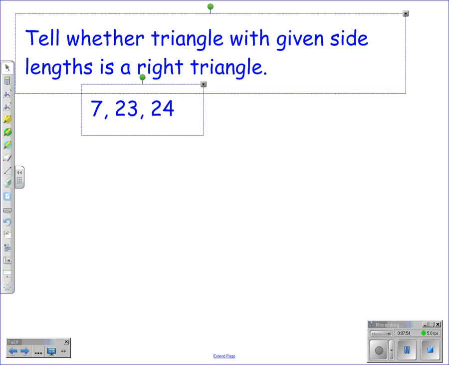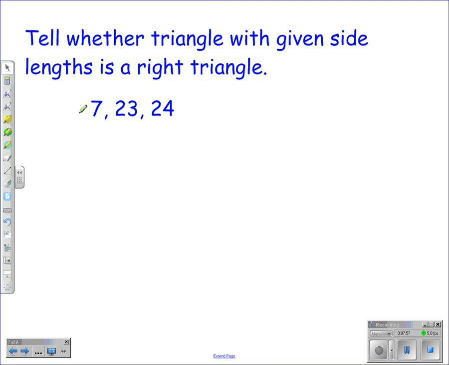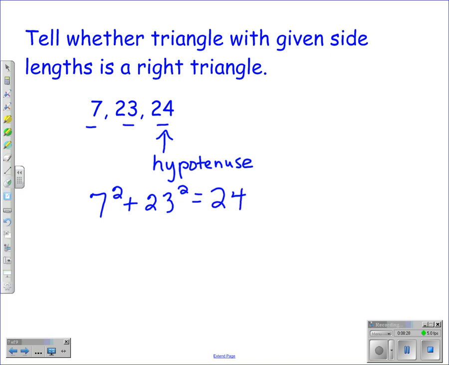So let's take a look at this one. We have our information up here, tell whether the triangle with the given side lengths is a right triangle. Okay, I have 7, 23, and 24. In my triangle, please note, the longest side is always going to be the hypotenuse in a right triangle. The longest side is always the hypotenuse. So I'll be able to take 7 squared plus 23 squared and set it up to be equal to 24 squared. If this is a true statement, then I know that I have a right triangle.